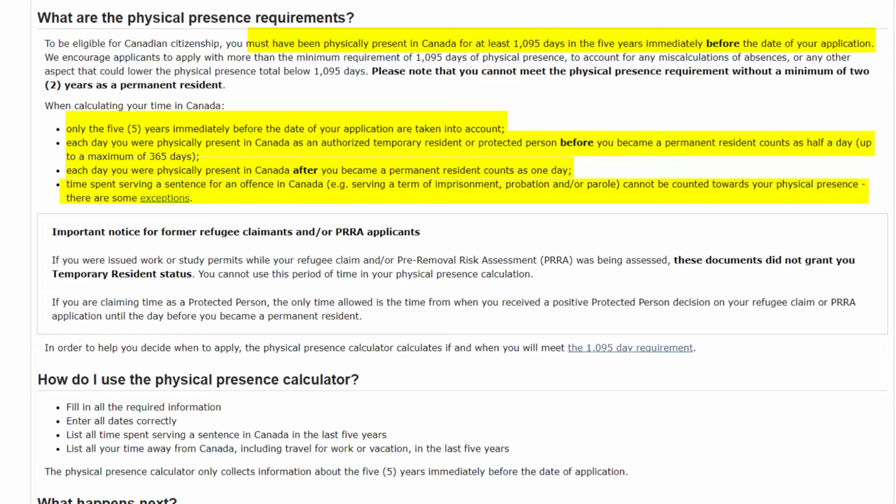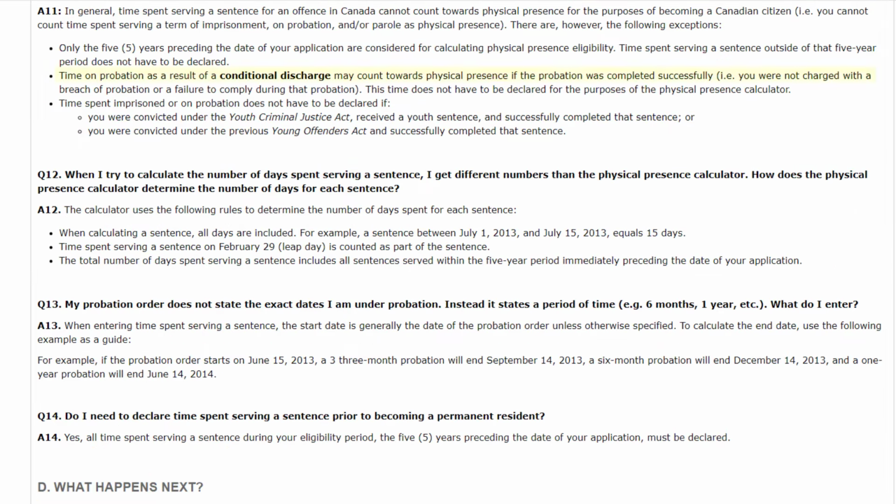Time spent serving a sentence in Canada does not count towards the physical presence requirement. It means you cannot count time spent serving a term of imprisonment, probation, and/or parole as physical presence. However, time spent serving a sentence outside of that 5-year period does not have to be declared. Time on probation as a result of a conditional discharge may count towards physical presence, if the probation was completed successfully. Time spent imprisoned or on probation does not have to be declared.